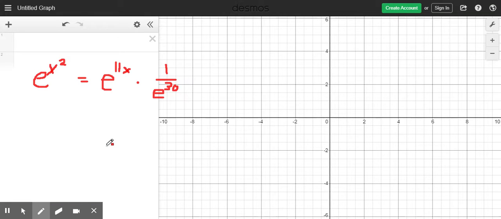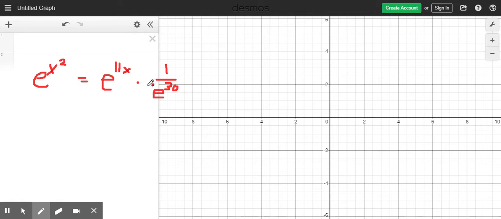Okay, so to solve this problem, I've got a problem with exponents in it, but I can see that the base of all of my exponents is e. So it would be really nice if I could have e to something on both sides so that I could just ignore the e's. So let's do a little bit of simplifying here.